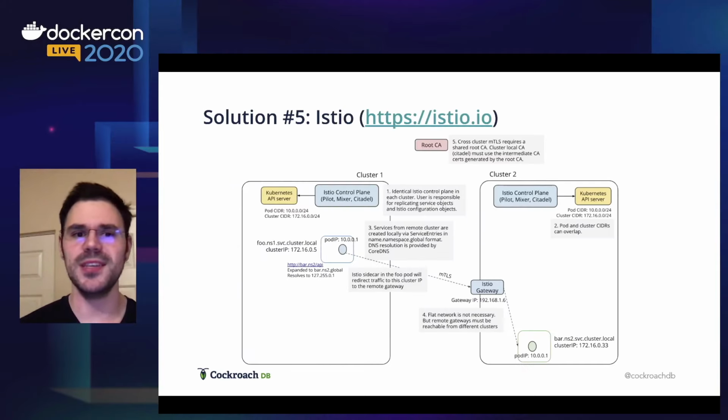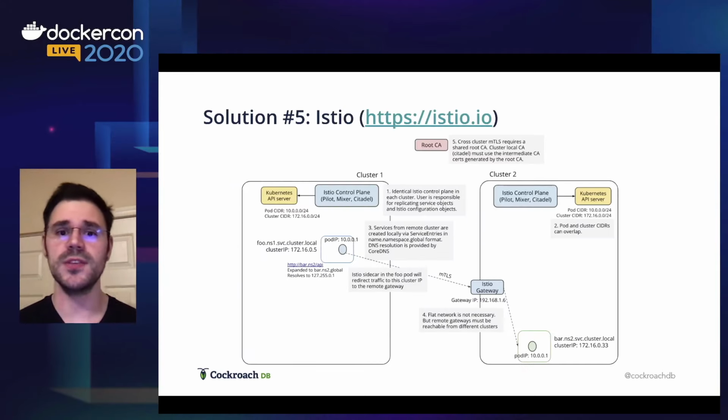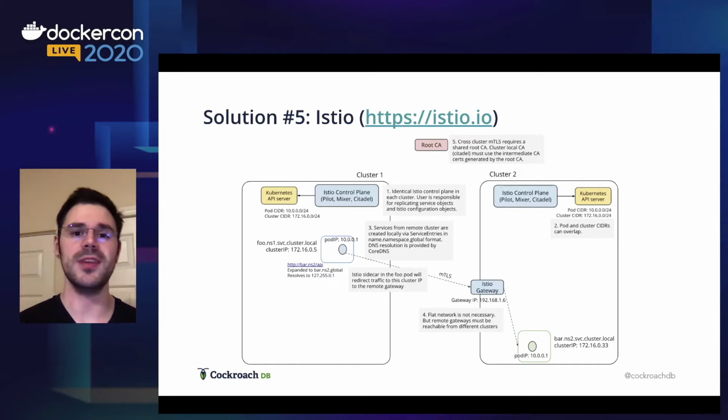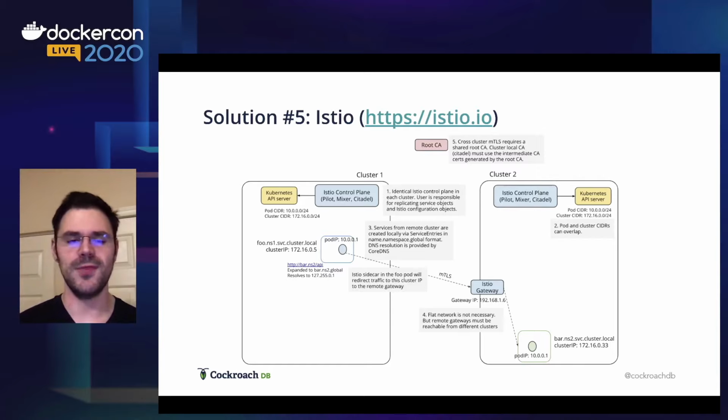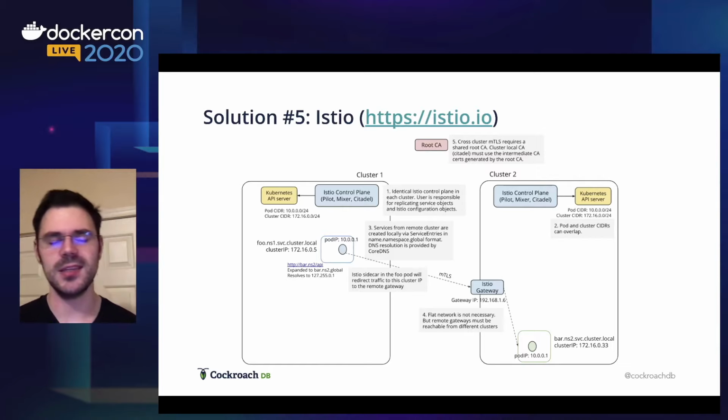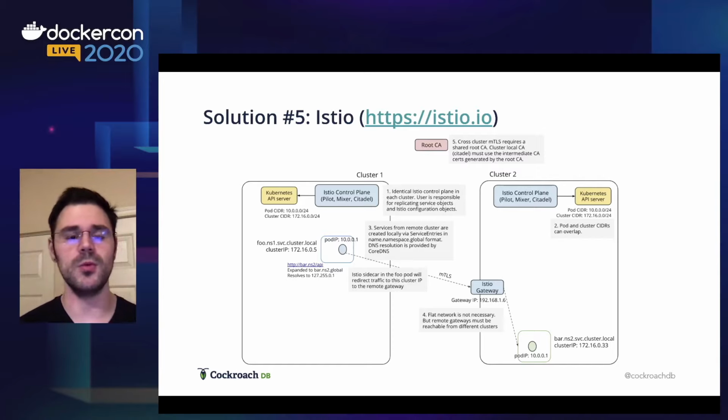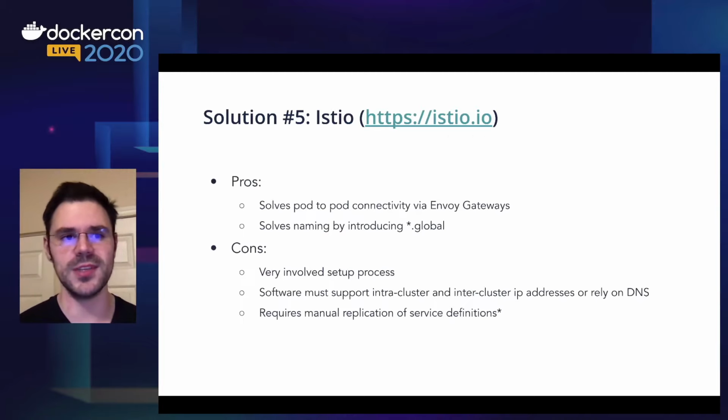Solution number 5 is Istio. Istio is a service mesh that we can also coerce into providing pod-to-pod communication as long as we have service entries for them, both in Istio and in Kubernetes. This diagram is a very brief snapshot into what that setup would look like, and it is taken directly off of the Istio website, so thank you to them for setting this up. We're not going to dive too much deeper into how exactly this setup works. We're just going to briefly cover the pros and cons of that.